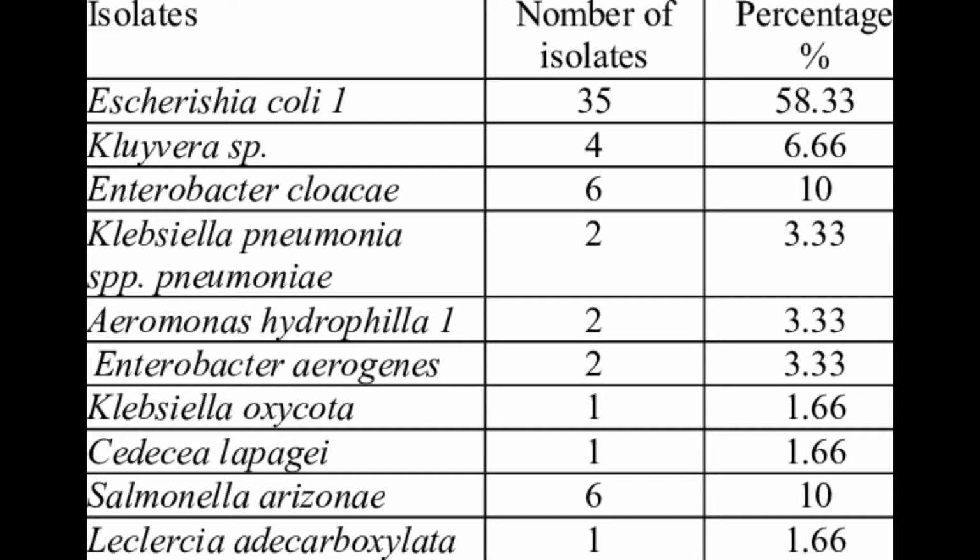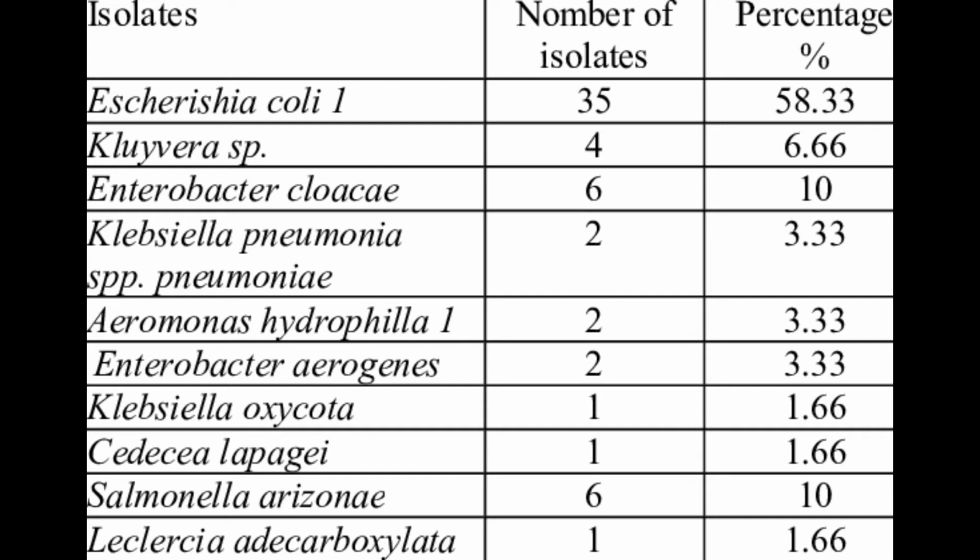For Salmonella arizonae, the TSI is A over A, gas positive. The LIA reaction is K over K, positive. Indole is negative, MR is positive, VP is negative, citrate is positive, LDC is positive, ODC is positive, ADH is positive, and H2S is positive.